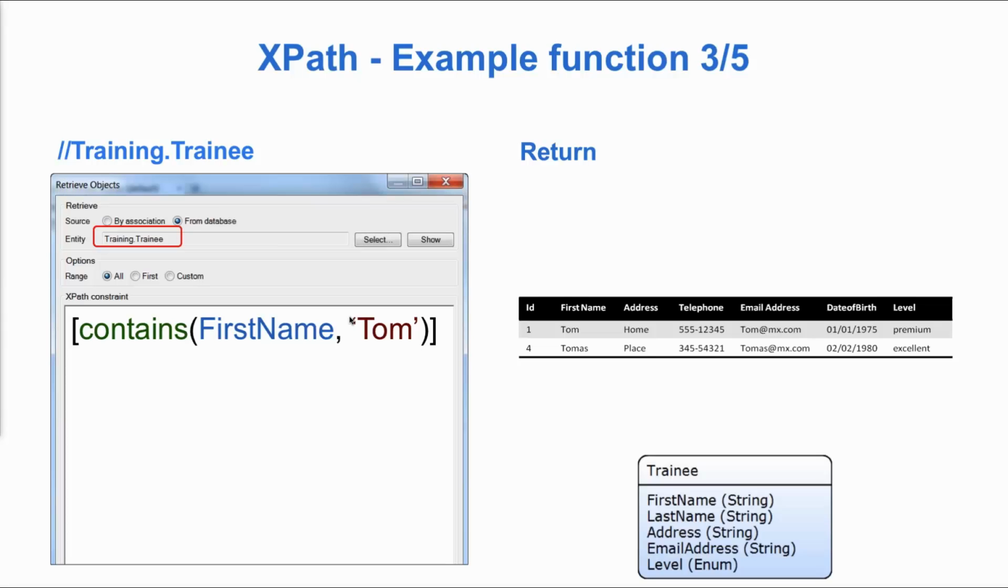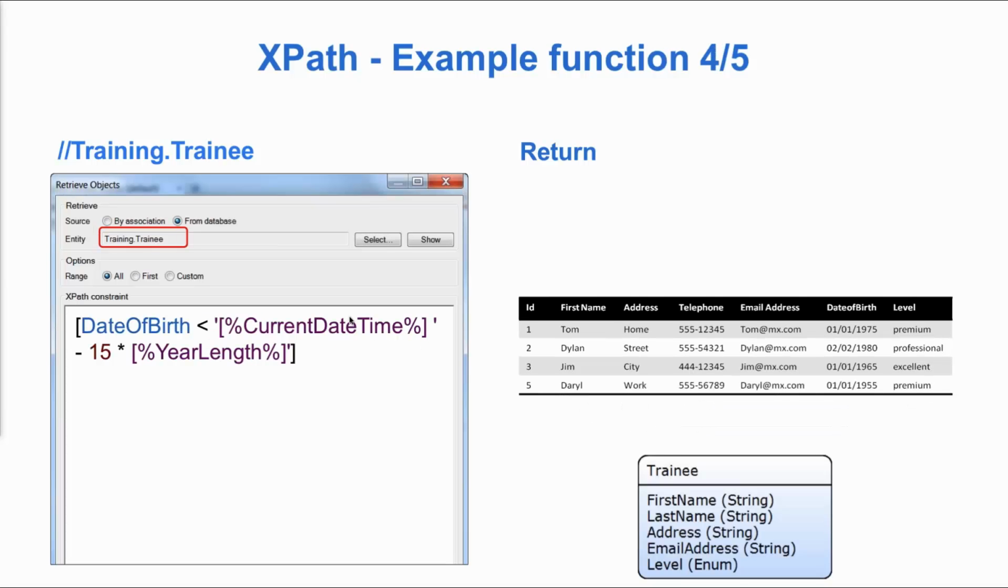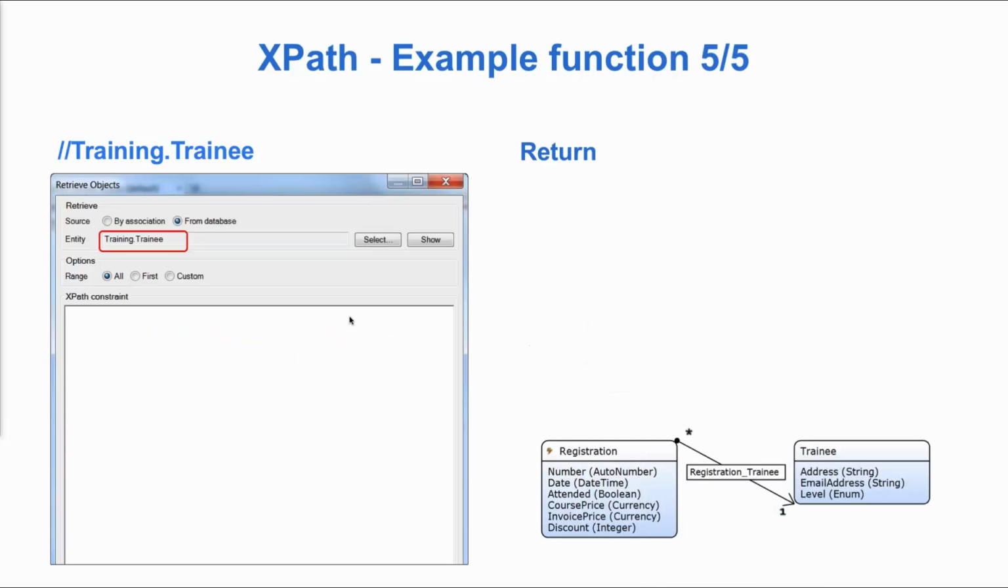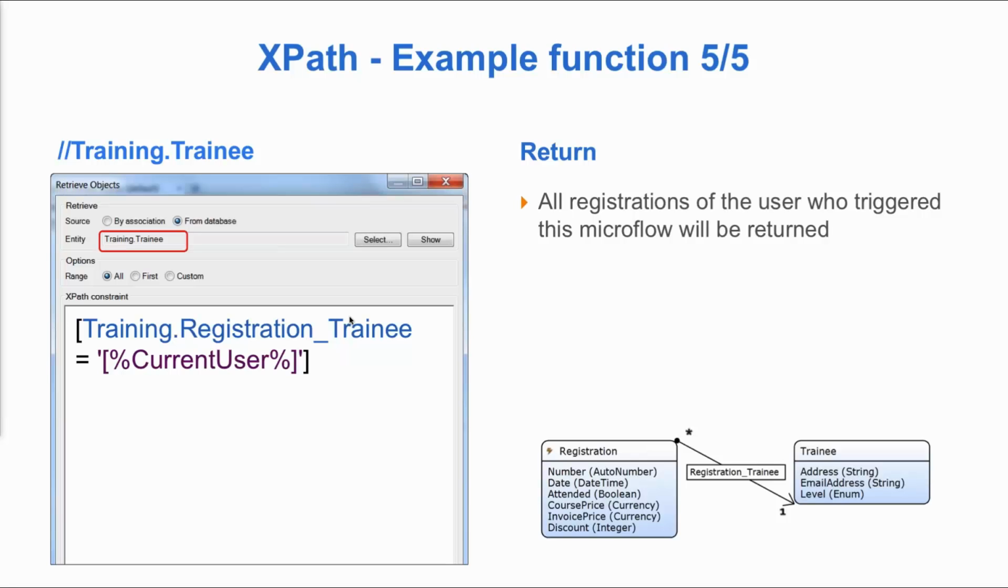You can also have contains functions. So for example, notice how both Tom and Thomas are being returned in this query because they both contain the letters Tom. And you can also do calculations like, for example, the date of birth is less than the current time minus 15 times however the year length is. And in this example, you're returning all the registrations of the current user who is logged into the system. So for example, as a trainee, I only want to see my registrations. That's a security feature that you might want to add.